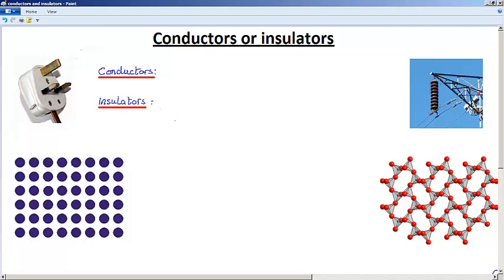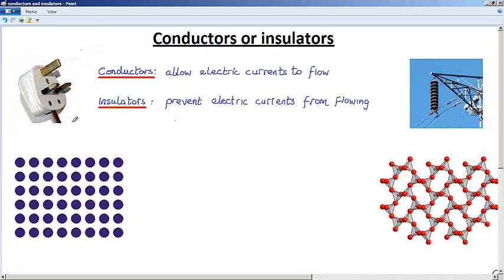Insulators block electric currents. Now, you can find both insulators and conductors in a 3-pin plug, for example. The pins of the plug will be made from a conductor called brass, which is an alloy of copper and zinc. Copper is a very good conductor of electricity, and the housing of the plug will be made from materials such as some type of plastic, and plastics are poor conductors, they are good insulators.